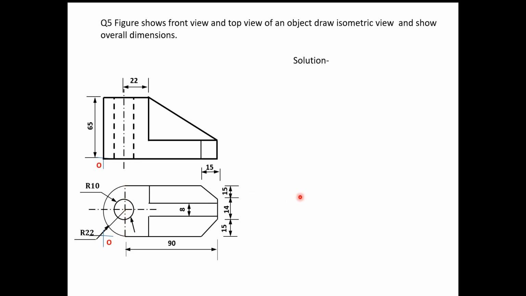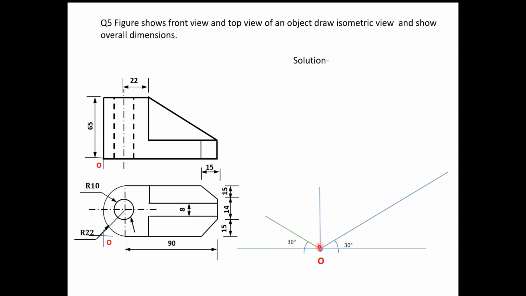Now first we will draw the horizontal line. On the right hand side you can see here this length is 90, 112. So definitely this length will come here. So I will draw a line at an angle of 30 degrees. Another I will draw a vertical line, and another line at an angle of 30 degrees. These are isometric lines, or we can say isometric axes.